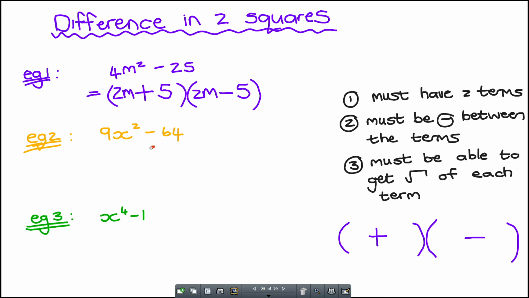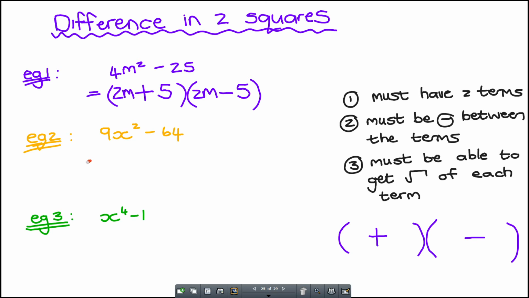How many terms in example 2? 2. Okay. Have we got a minus in between? Yes. Can I get square root of 9x squared? What would it be? 3x. Okay. Can I get square root of 64? How much would it be? 8. Good. Okay, so I can get difference of two squares.